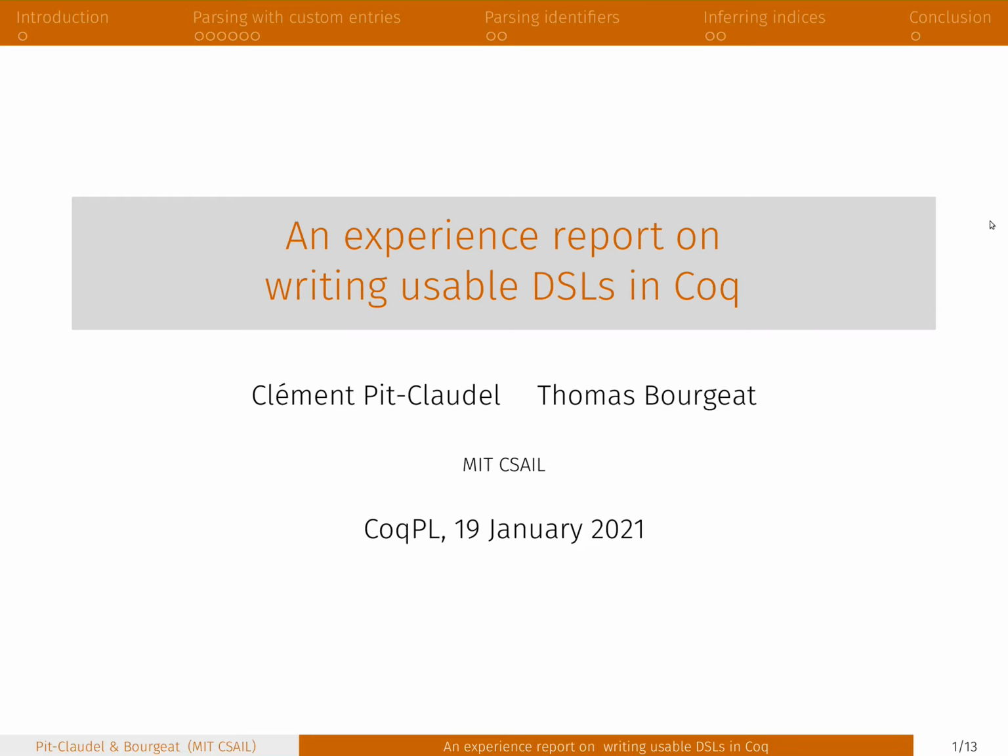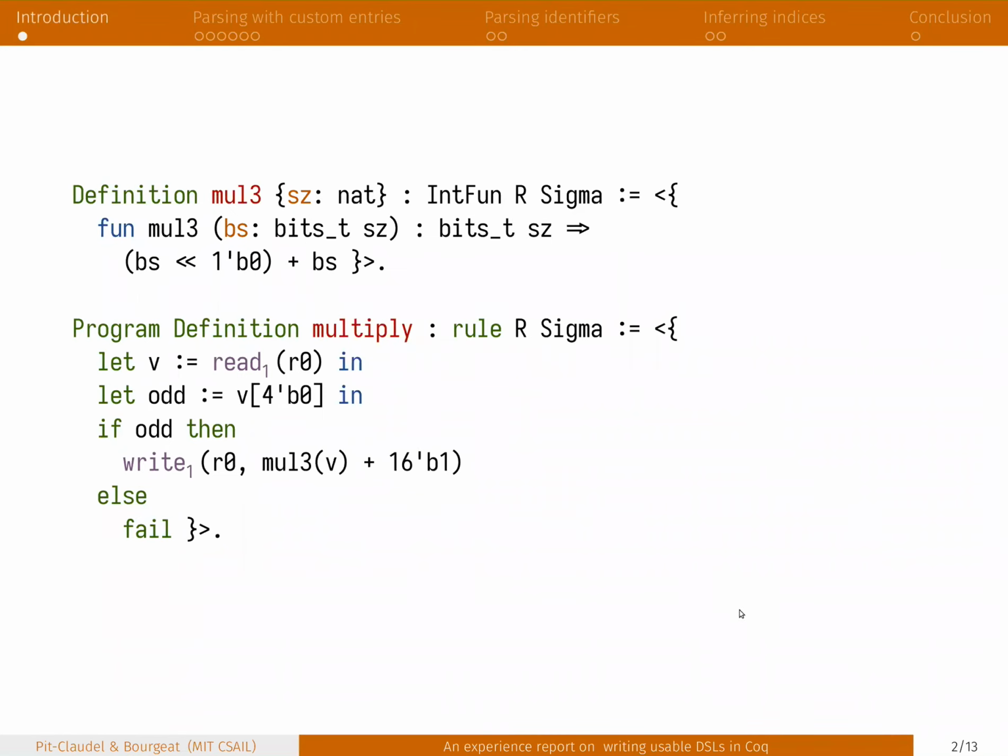For over a year now, Thomas and I have been working on a new hardware design language called CoqPL. The most flexible way to write CoqPL programs is to write their ASTs directly in Coq, and we've written a few thousand lines of CoqPL code at this point. To make that tolerable, we've invested quite a bit in notations. This is what CoqPL code looks like.